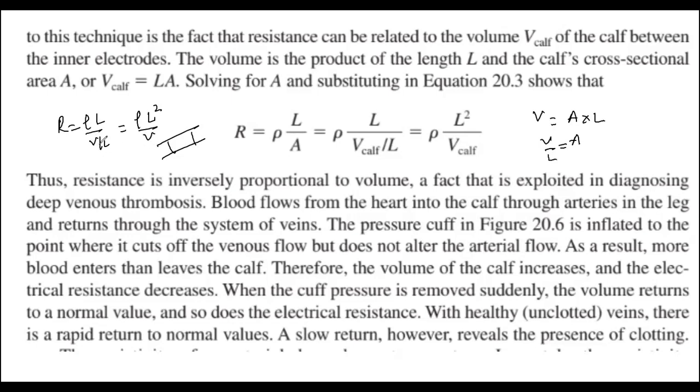Now the resistance, if you see, is inversely proportional to volume. Resistance is inversely proportional to V. V is in the denominator, right? This is a fact that is exploited in diagnosing whether there is a clot present in the body or the veins or not. What happens is, because the blood is flowing from the heart into the calf through the arteries in the leg. So let's say this is the leg, okay?